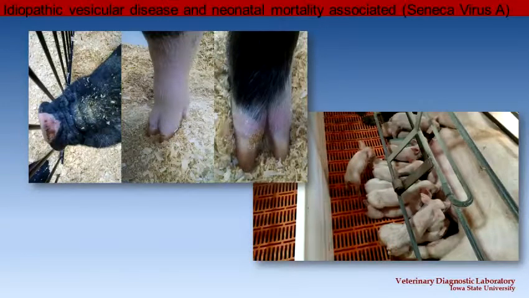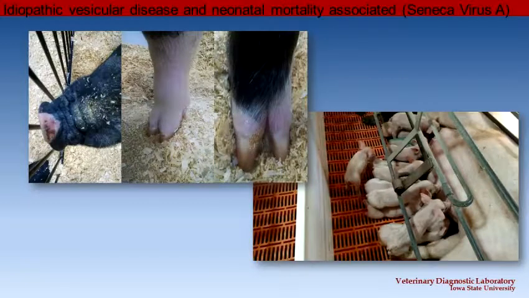And we knew by that time there was an outbreak of Seneca virus in Brazil. About a month before, they had reported an outbreak of vesicular disease and neonatal mortality. That is why I have that picture here, to remind us that there are two presentations, the vesicular presentation and the neonatal mortality. Knowing that was going on in Brazil, we requested to test for Seneca virus, and it turned out that this one was positive.